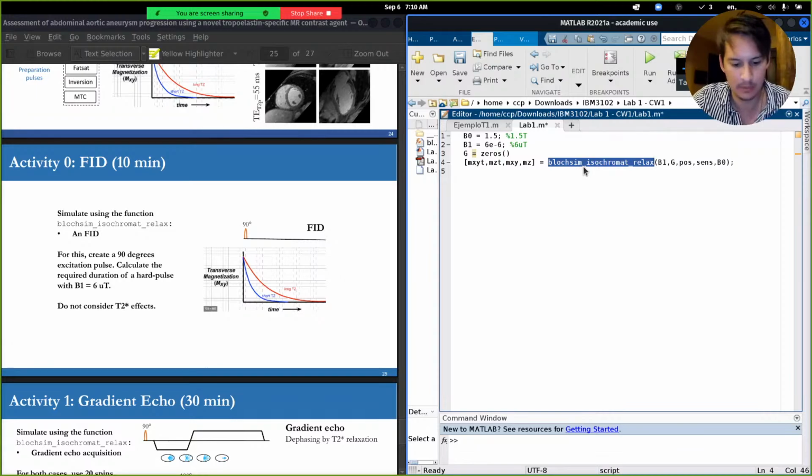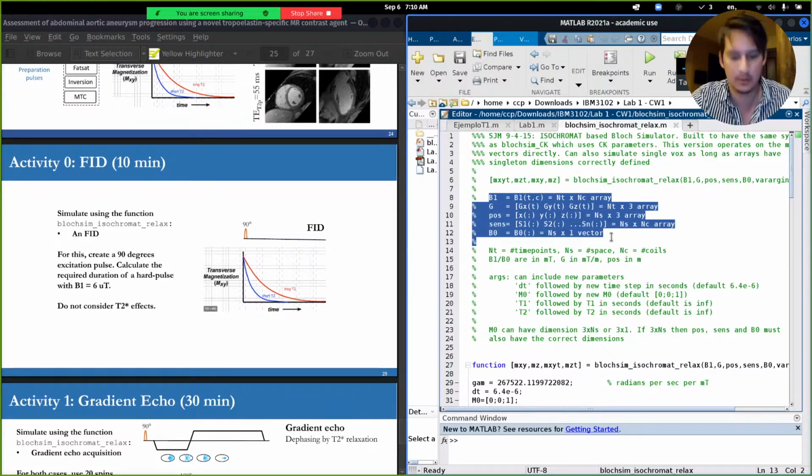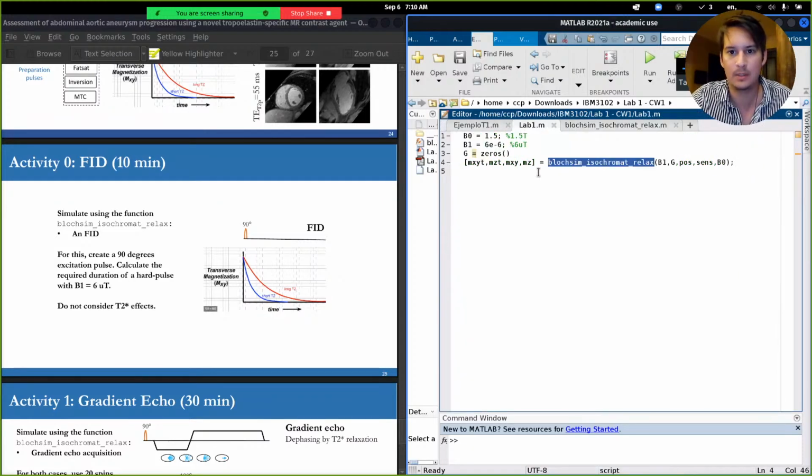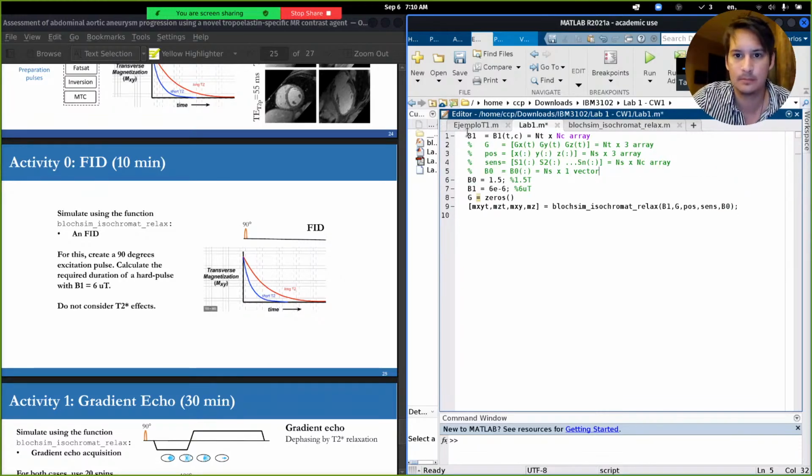Let me open the function. The function here has an example of how to use it, so let's just copy this to do it the same as they suggest.